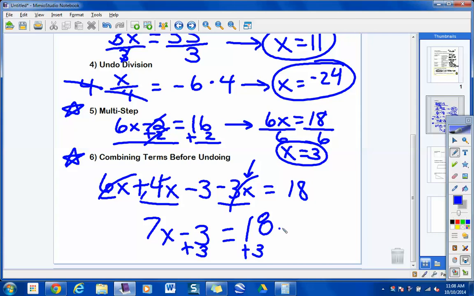Okay, does anybody have a solution yet? 3. Christian? X equals 3. So the negative 3, positive 3 would cancel. I would have 7x is equal to what? What's the sum going to be on the right? So you've got 7x equal 21. Do you guys agree 21 divided by 7 is my solution then? Yeah. 3. Very, very good.